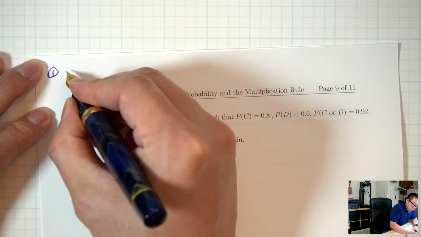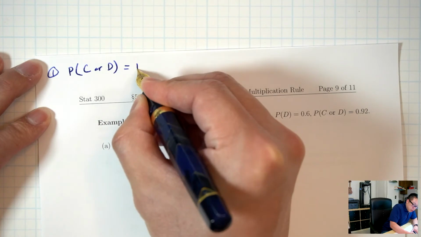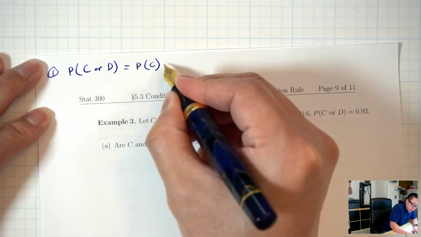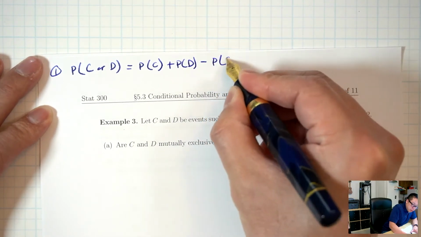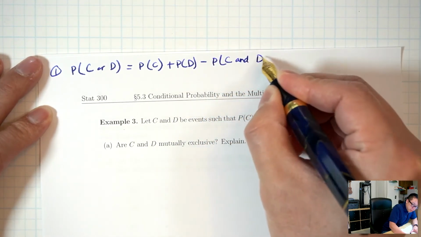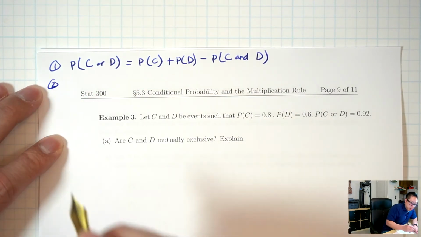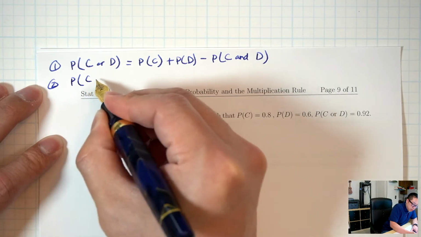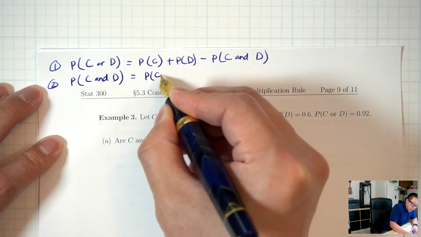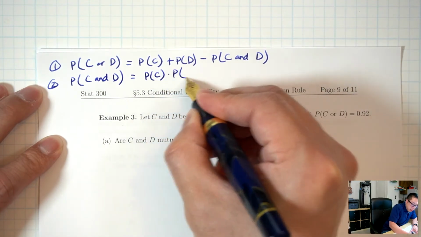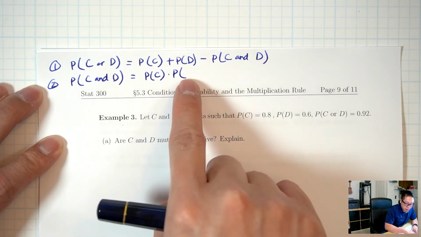The first one is the addition rule, which is the one for OR. So C or D is equal to probability of C plus probability of D minus the probability of C and D. The second one is the multiplication rule. This is the one for ANDs. So C and D equals probability of C times, and then the correct order here, it alternates. So it's C and then D given C.